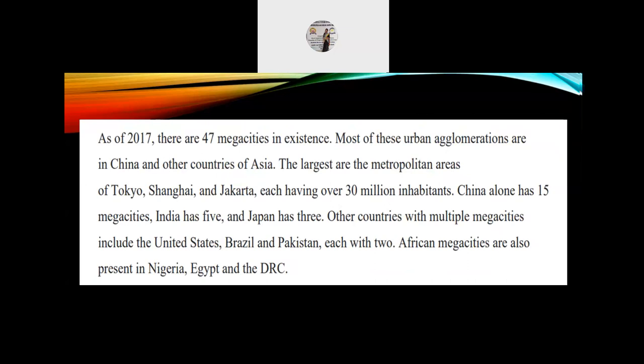As of 2017, there are 47 megacities in existence. Most of these urban agglomerations are in China and other countries of Asia. The largest are the metropolitan areas of Tokyo, Shanghai, and Jakarta, each having over 30 million inhabitants. China alone has 15 megacities, India has 5, Japan has 3. Other countries with multiple megacities include the United States, Brazil, and Pakistan, each with 2. African megacities are also present in Nigeria, Egypt, and the DRC.